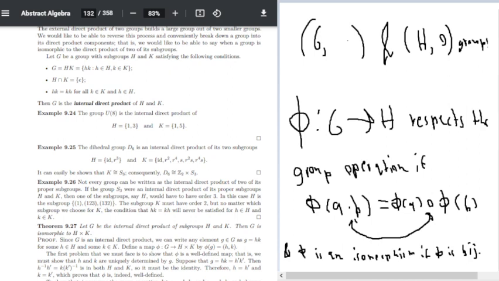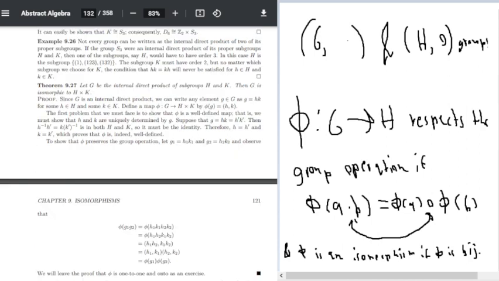Example 9.26. Not every group can be written as the internal direct product of two of its proper subgroups. If the group S3 were an internal direct product of its proper subgroups H and K, then one of the subgroups, say H, would have to have order 3. In this case, H is the subgroup {(1), (1 2 3), (1 3 2)}. The subgroup K must have order 2, but no matter which subgroup we choose for K, the condition that hk equals kh will never be satisfied for h in H and k in K.